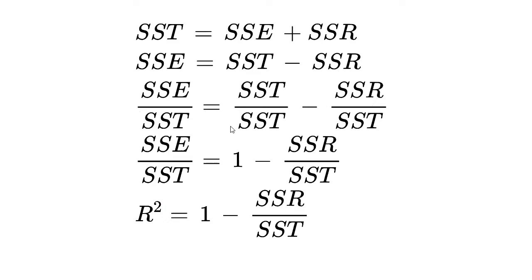And we know that SSE divided by SST equals R squared. That is the ratio between SSE and SST. So we've got R squared equal to 1 minus SSR divided by SST. This is the formula of goodness of fit.